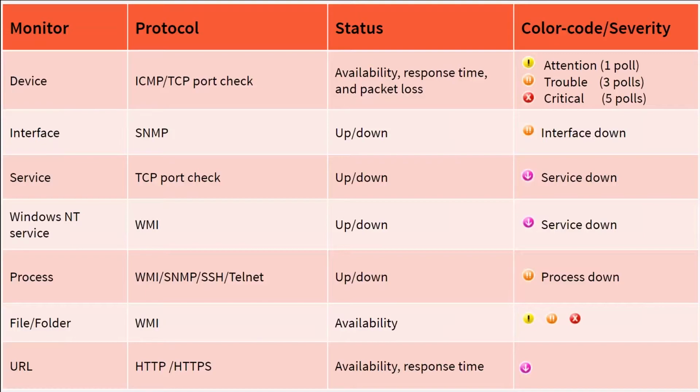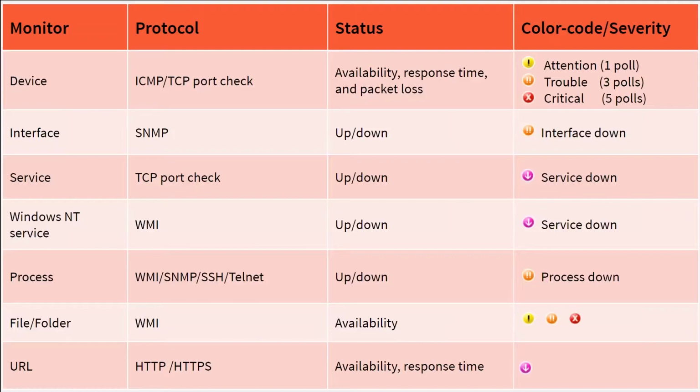Let's say, for example, you set a monitoring interval for a device as 5 minutes. If the device doesn't respond on the first poll, we show it as attention. If it consecutively misses 3 polls, meaning a continuous 15 minutes, and the device seems to be down, we show it as trouble. And for 5 continuous missed polls, we show it as critical for the device availability.